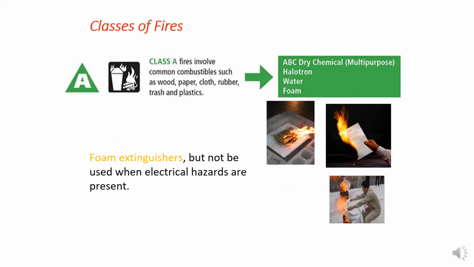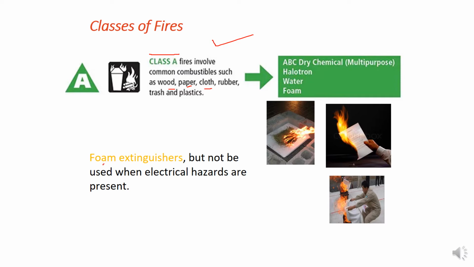So let's talk about the classes of fire. There are different classes of fires. Let's discuss class A fire. It involves common combustibles such as wood, paper, cloth, rubber. Most of the common combustibles fall under this class A fire. They produce a kind of ash. Once they burn, they produce ash, right?